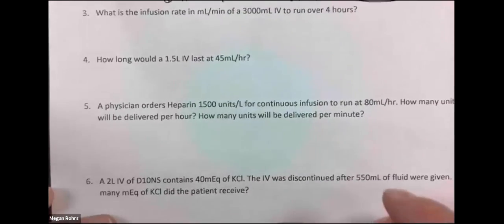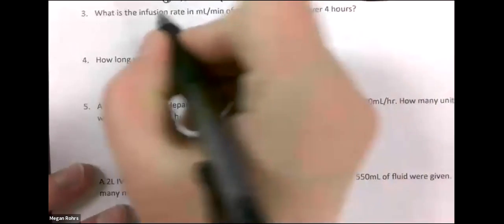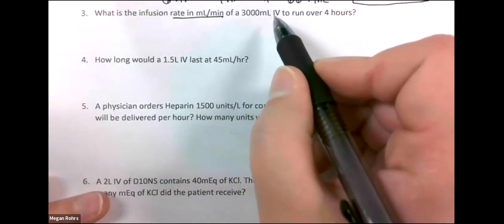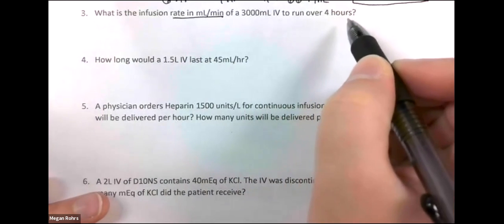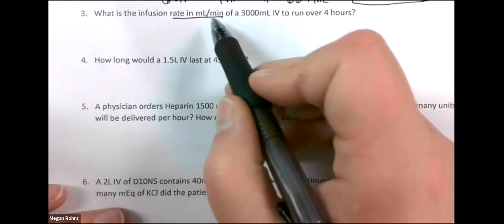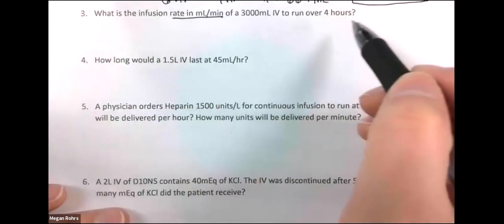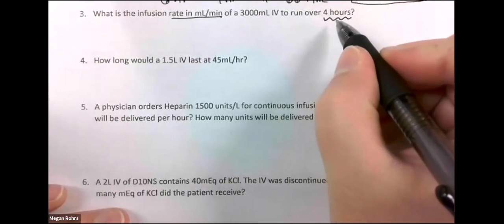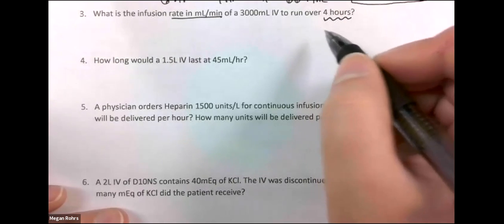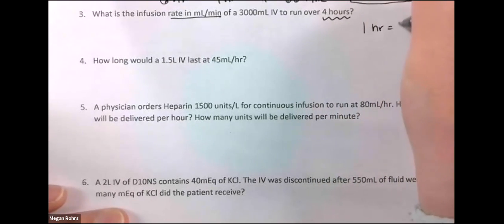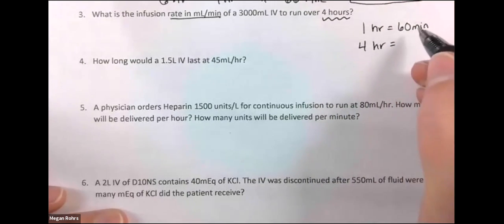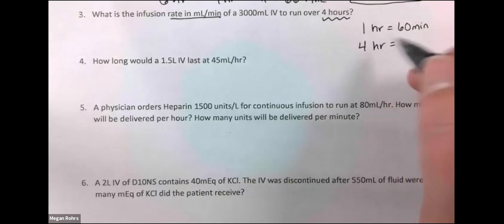So now number 3, what is the infusion rate in milliliters per minute of a 3,000 milliliter IV to run for 4 hours? So I need to look at what I'm being asked. I want the rate in milliliters per minute. What I'm given is milliliters per hour. So I know that I need to convert my 4 hours into minutes. So we know that 1 hour is 60 minutes.